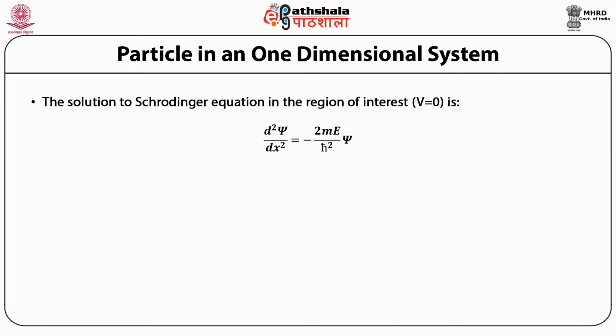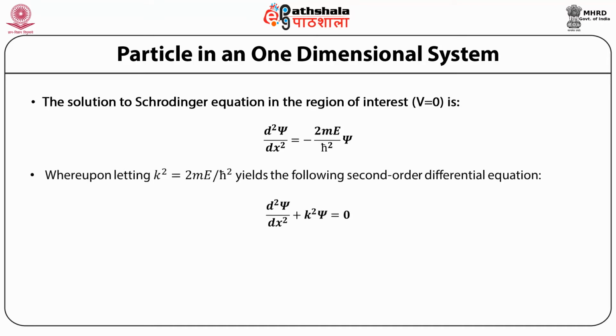So the solution to the Schrödinger equation in the region of interest, V equal to 0, is given by d square psi by dx square equal to minus 2mE by h-cut square psi, whereupon letting k square equal to 2mE by h-cut square yields the following second order differential equation, that is d square psi by dx square plus k square psi equal to 0.